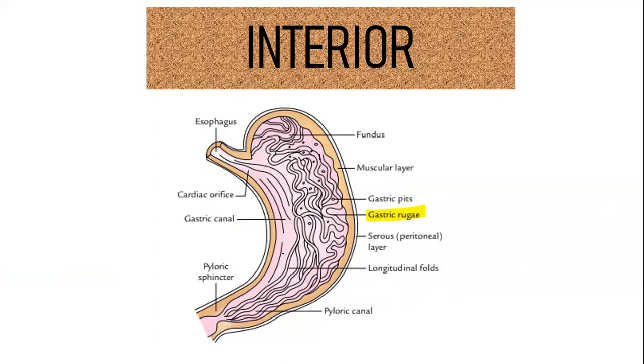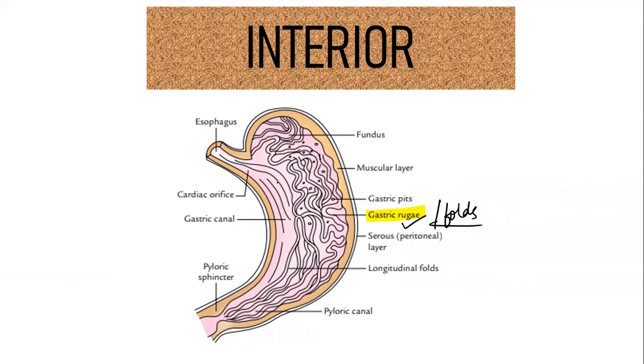Why it should have folds is probably to increase the surface area, so that there is complete digestion and all that. So basically for the surface area, the mucosa has been thrown into so many folds, right? So the mucosal folds that are present in the interior of the stomach are called gastric rugae or the gastric folds, right?